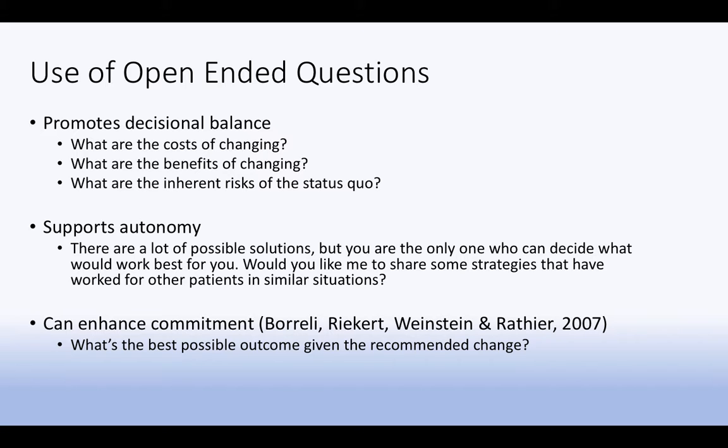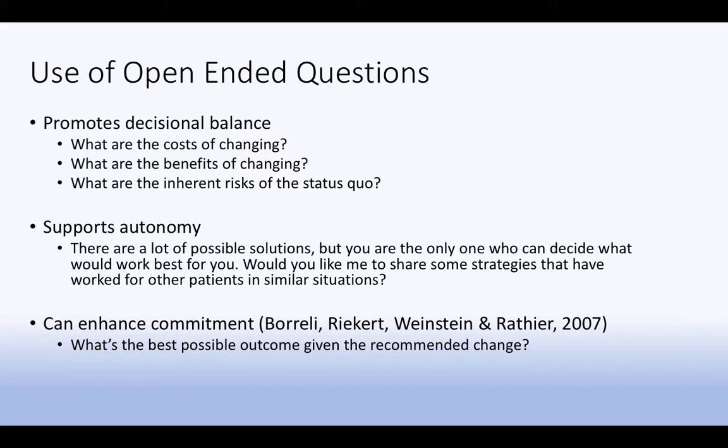Providing advice to the patient is completely acceptable as long as the PT or the PTA reaffirms the support for the patient's autonomy. For example, before providing possible options for tobacco cessation or better glycemic management, I might say something like, there are a lot of potential strategies that you might try, but you are the only one who can decide what would work best for you. Would you like me to share what has worked for other patients in similar situations so that you may consider your options?